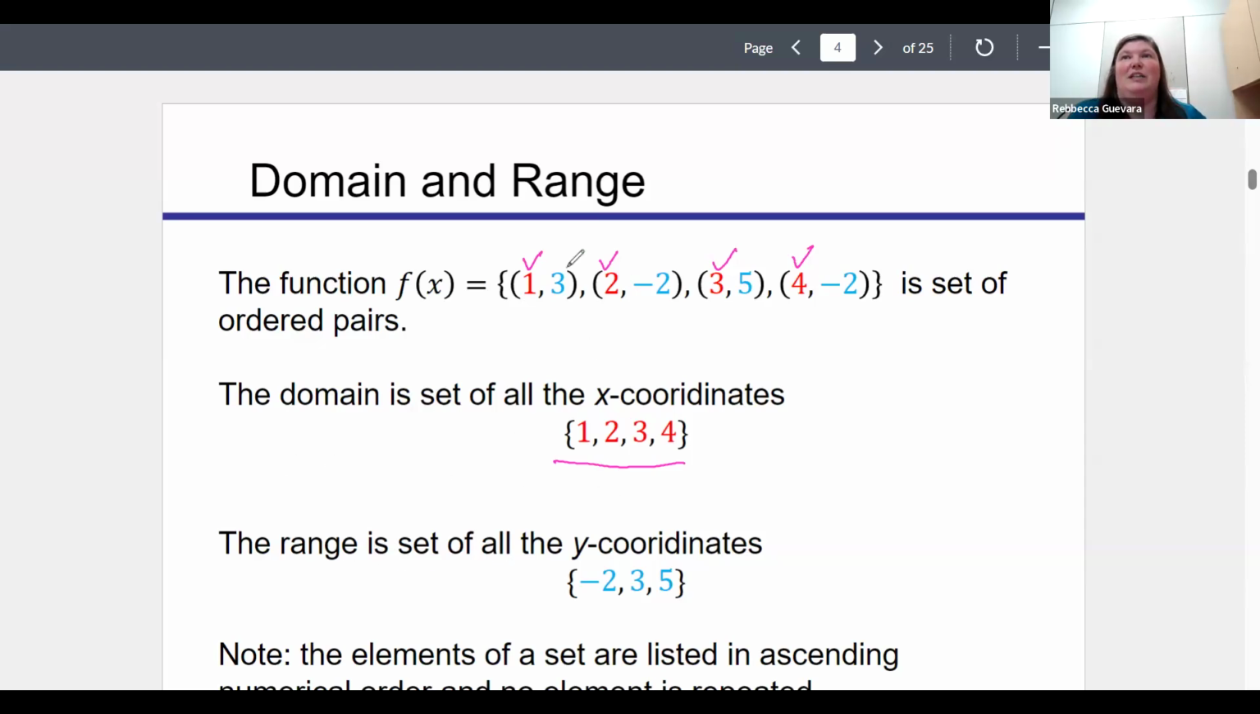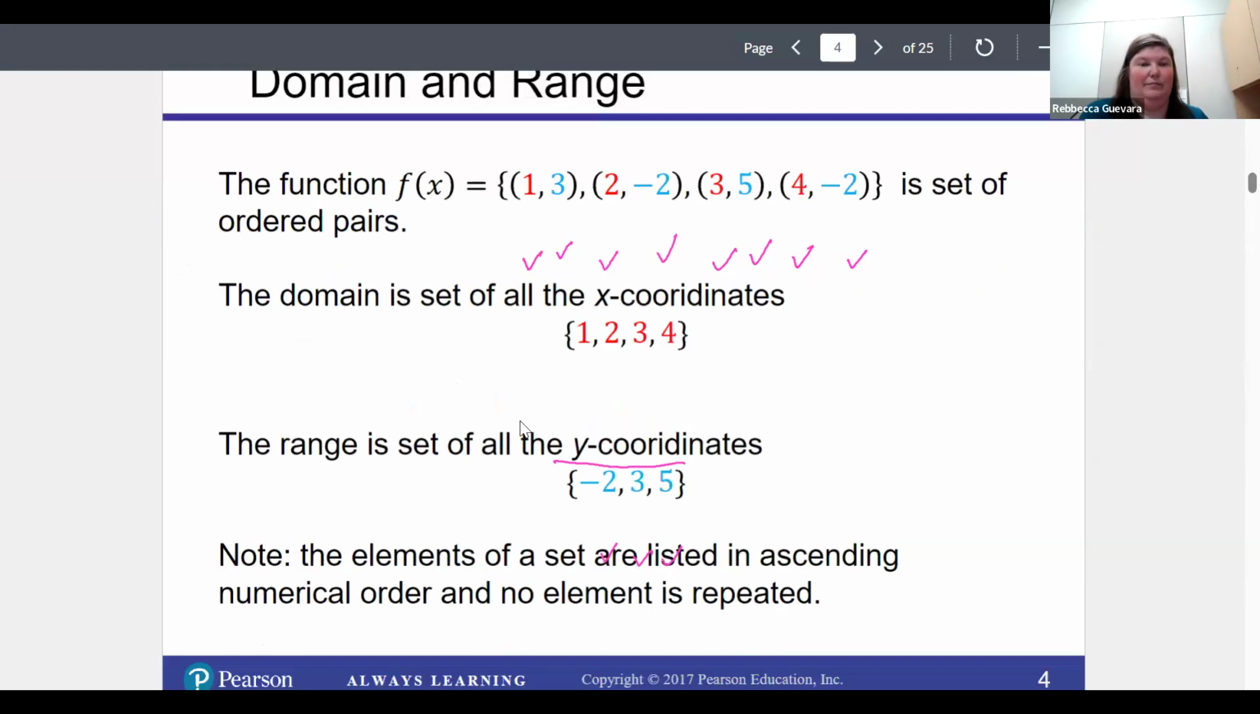And then the range, once again, we'd keep the 3, the -2, the 5, and we got another -2, but we already wrote -2 once, so we're not writing it again. So the -2, 3, and 5, that would be my range. That's all the possible values I can have for y. The domain, all the possible values I can have for x, 1, 2, 3, and 4. Note that elements of a set are always going to be listed in ascending order, and no element is repeated.